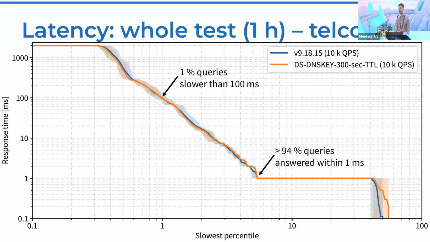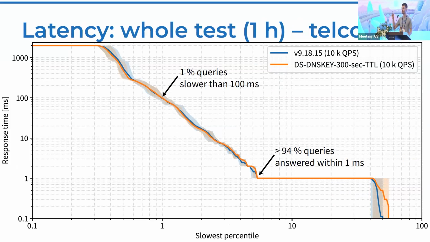Finally, we are at half of the talk, and we finally go to some results. This is the latency histogram. You have seen it a couple of times, probably in the previous OARCs. The y-axis is response time in milliseconds. The x-axis is percentiles of slowest answers. But for the purpose of this specific talk, we don't really need to even understand the axes.